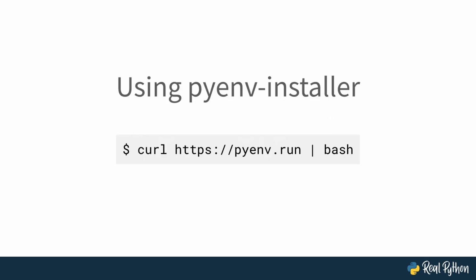Now that you've installed the build dependencies, you're ready to install pyenv itself. I recommend using the pyenv installer project, which is as simple as running the command displayed on screen in your terminal. If you're using another shell like zsh or fish, then replace bash with the name of your shell. I've already installed pyenv, so I don't have to run this command anymore.